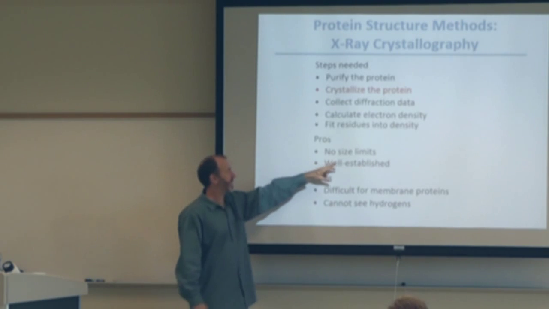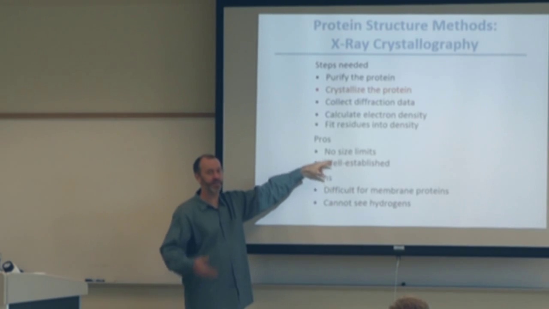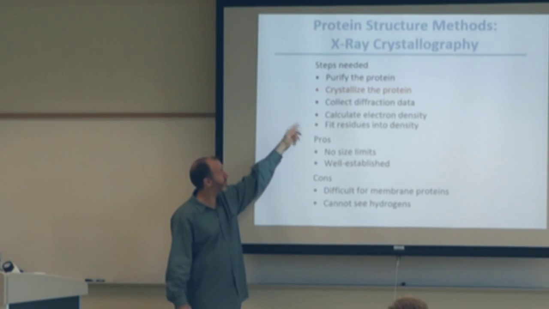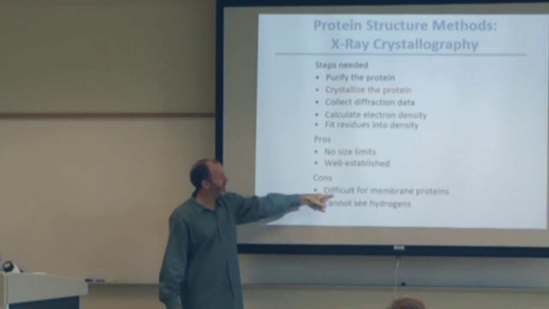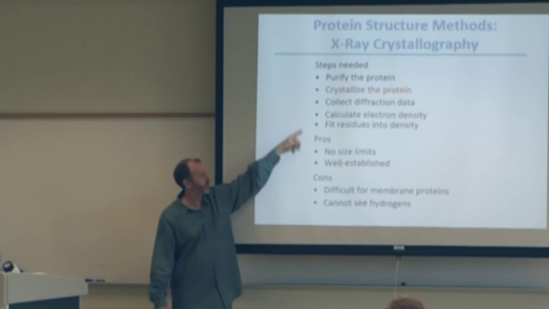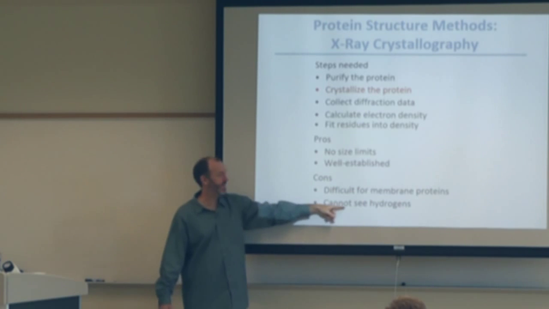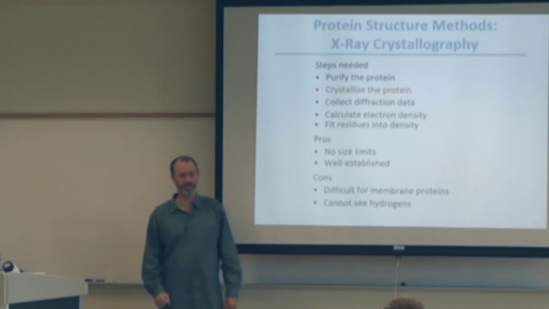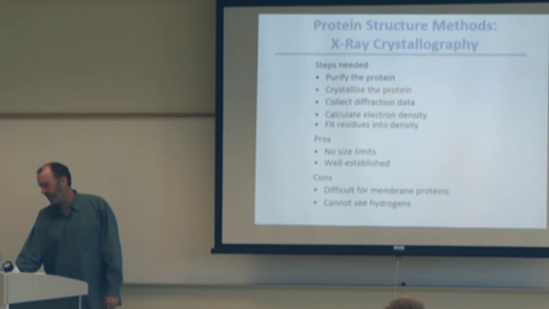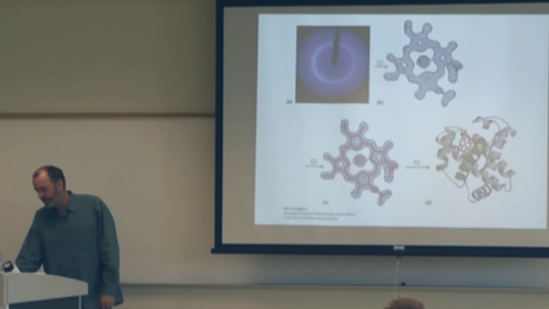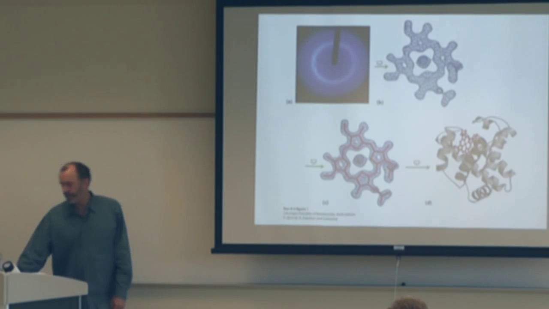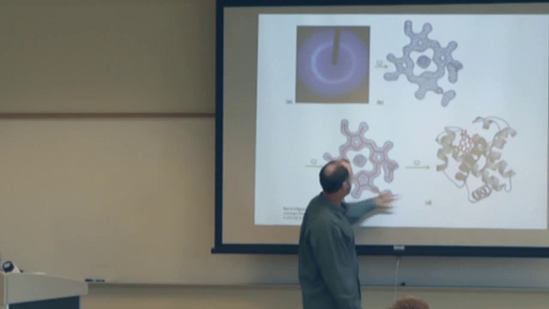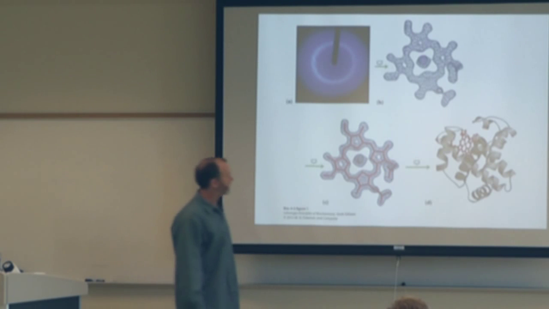The pros for that is there's no size limits. It's well established. This is how they initially developed a lot of the protein structure that they discovered, through X-ray crystallography. It's really difficult for membrane proteins to crystallize this way, and you cannot see the hydrogens in the crystallization. It's just little protons, right? So you don't get that. However, this shows you some pictures of the crystallization. So this is what the diffraction data looks like, and then you can piece that together to show you the overall alpha helices.